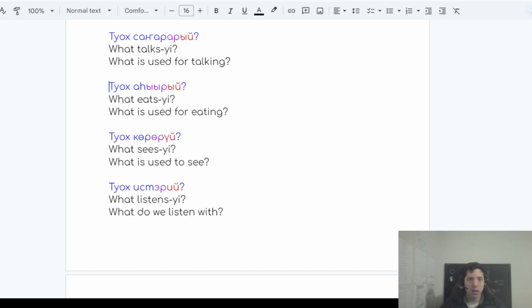Tuak ahuri. What is used for eating? Tuak kururui. Alright, kururui. Yeah, you got this ui. Kurur. Tuak kururui. These tensed sounds, so the circle with the line and the pointing down Y, these are what I would call tensed vowels. They're kind of harsh, right? It's kind of hard to say for us, but you can do it. If I can do it, you can do it. What is used to see? Tuak kururui. Then we have tuak isteri.